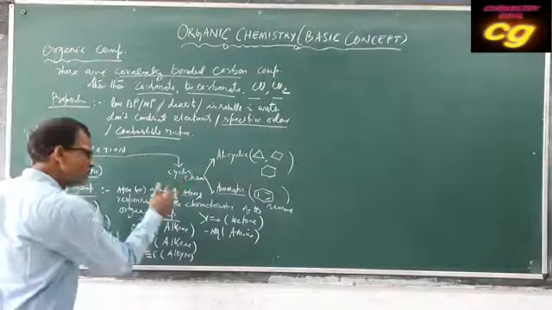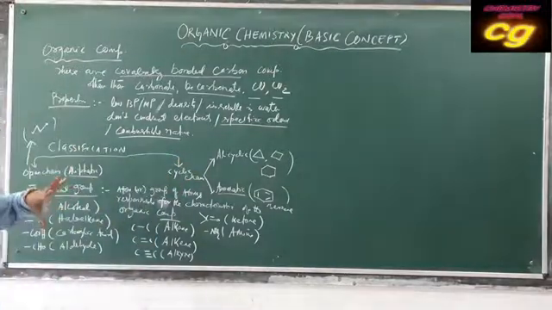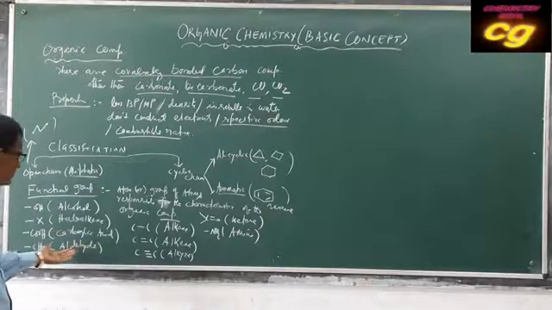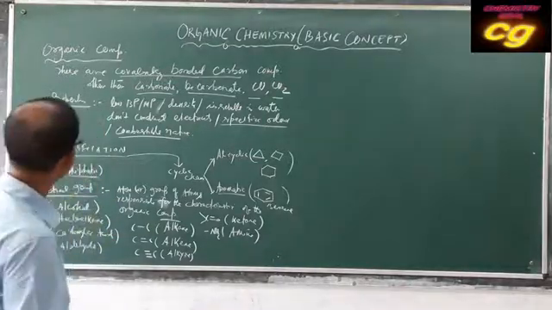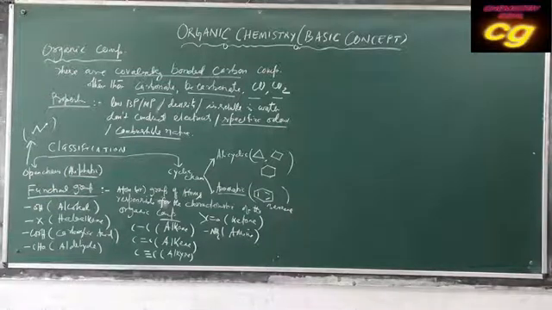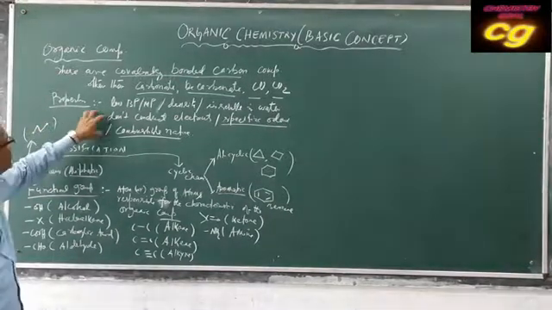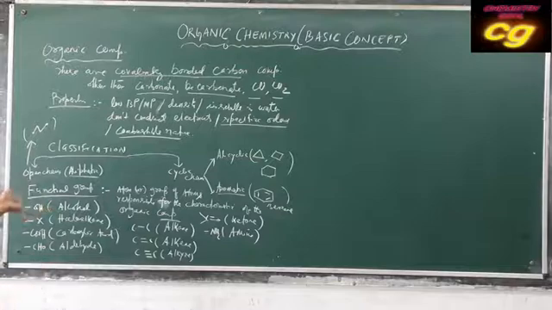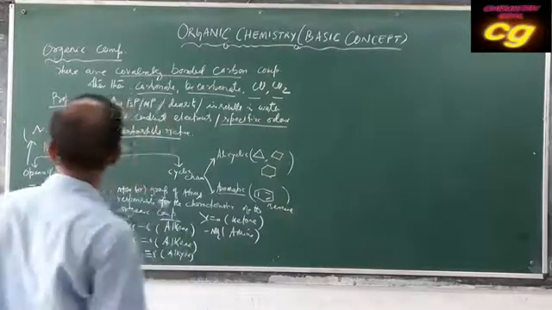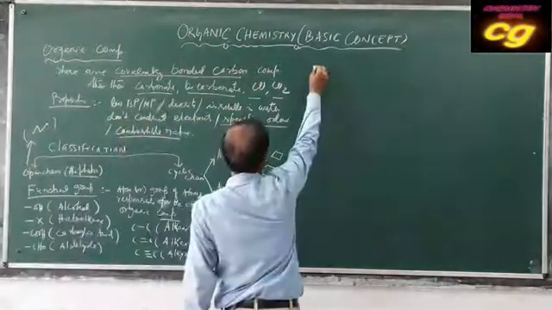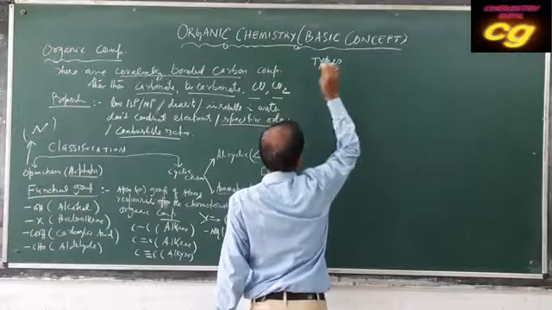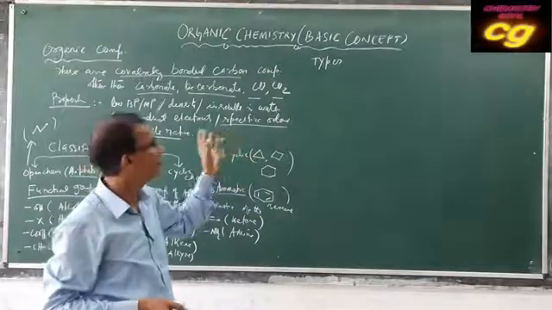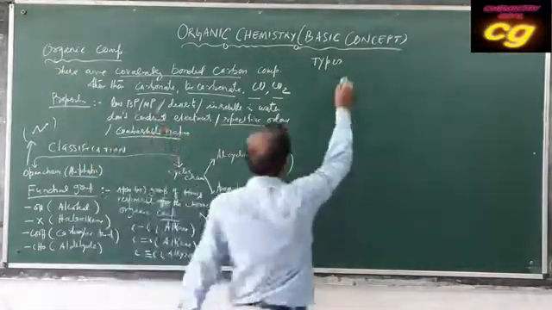On the basis of functional group, organic compounds may be alcohol, haloalkane, carboxylic acid, aldehyde, ketone, like this. So these are some important classifications of organic compounds. We discussed the properties of organic compounds, which type of compounds are called organic compounds, and the classification. Next we will discuss a very important thing: types of carbon chain. I just want to give some basic knowledge of organic chemistry for your class 10 standard.